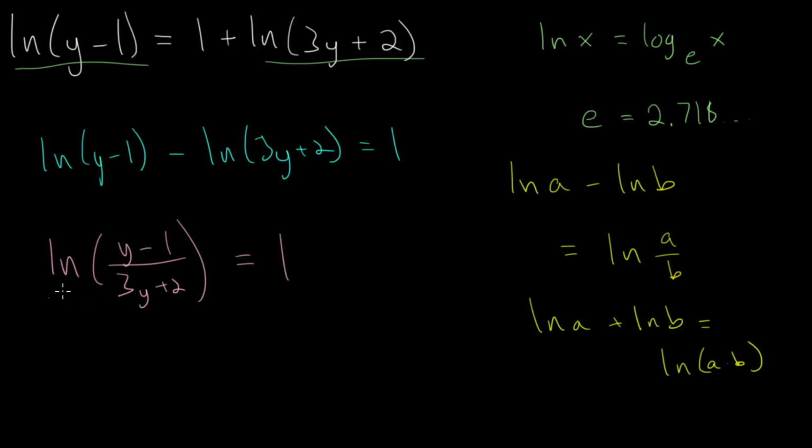And now that we've solved for this logarithm, we have a couple options here. We can use exponentiation. We can rewrite each of these as exponents with the same base, and we can use base e here since this is a natural log, a logarithm with base e. And this will be the exponent now, natural log of y minus 1 over 3y plus 2. And this is equal to e to the first power. So these are both exponents in this equation where they have the same base.